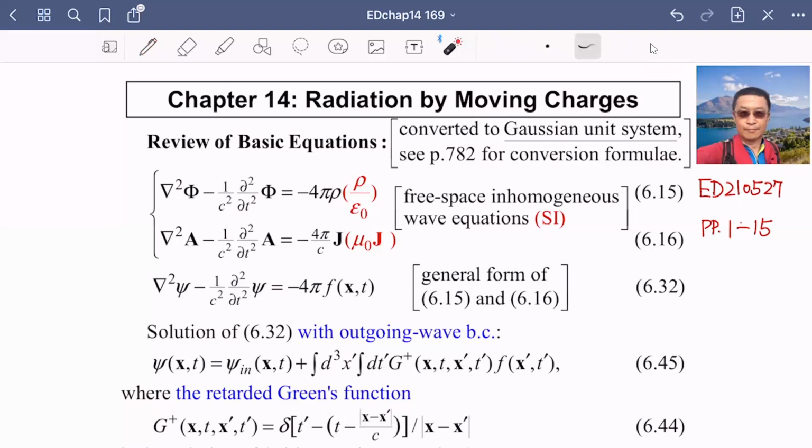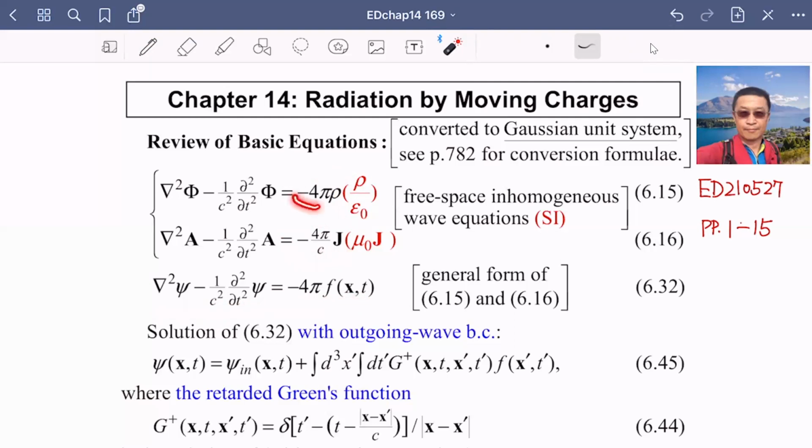Okay, first, let me show you. We will review the basic equation, the wave equation. For example, Laplacian V here. Laplacian A, that's the wave equation with the source term. That's inhomogeneous source term. So in general, we can write the wave equation in this form.